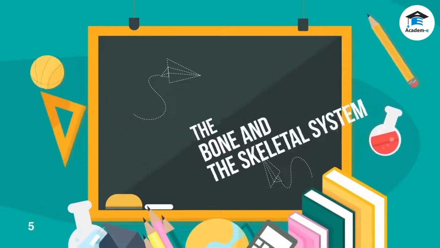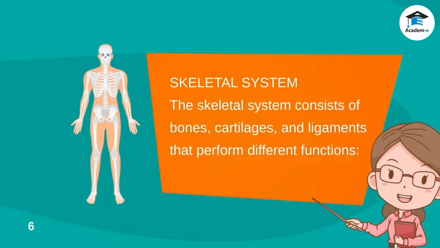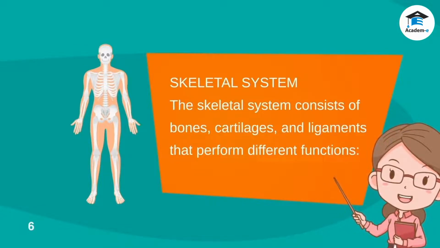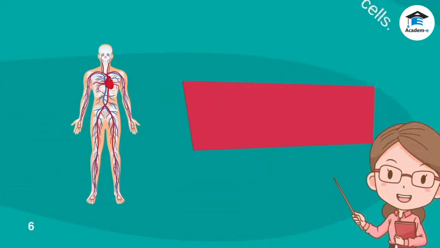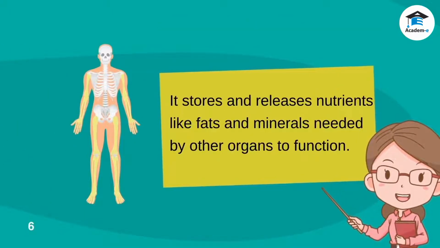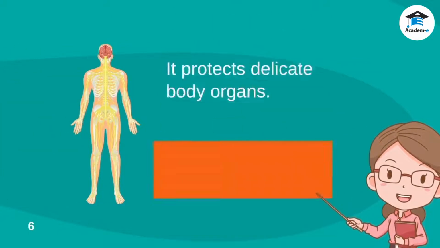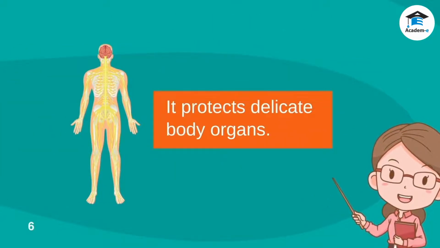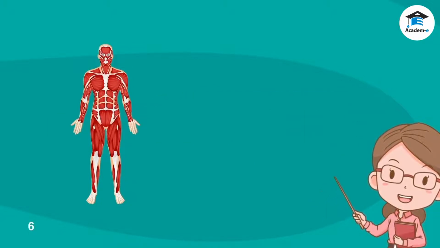The bone and the skeletal system. The skeletal system consists of bones, cartilages, and ligaments that perform different functions. In addition to giving shape and supporting weight, it also produces blood cells. It stores and releases nutrients like fats and minerals needed by other organs to function. It protects delicate body organs. It allows the body to move with the help of the muscles.